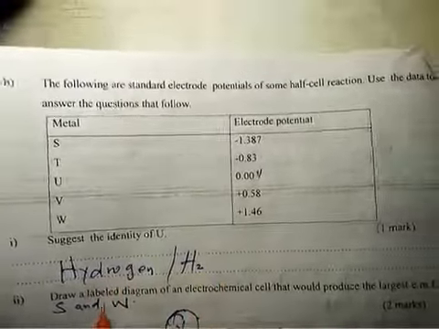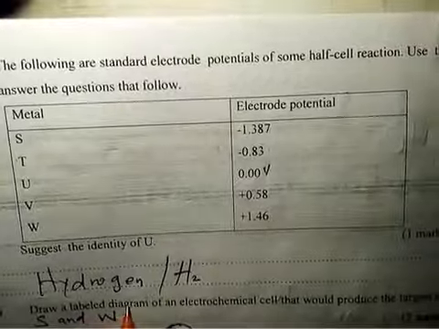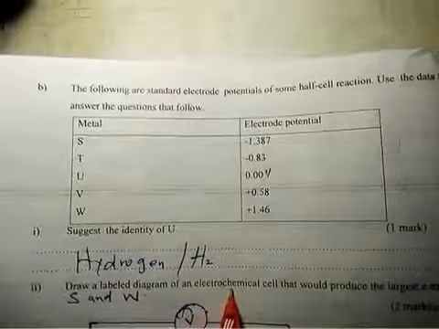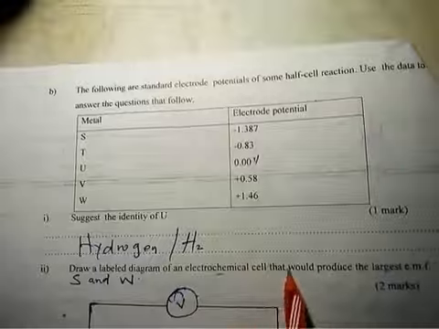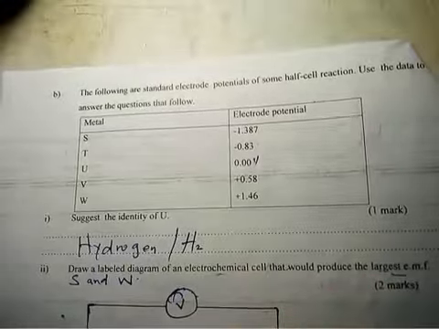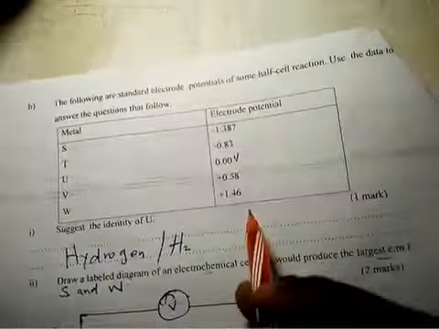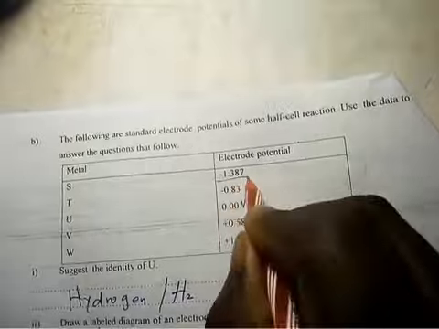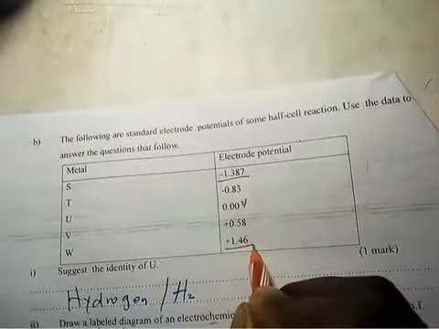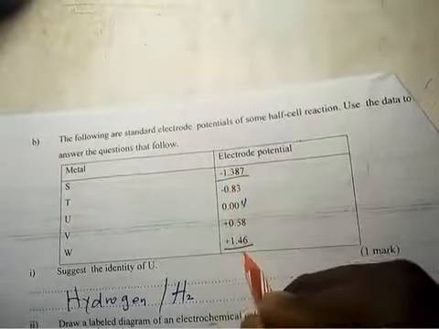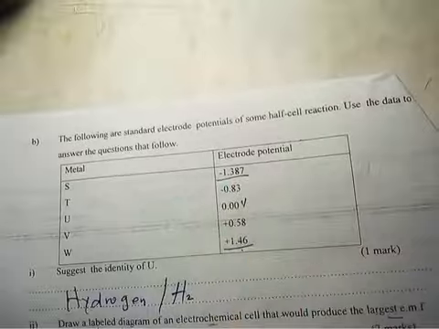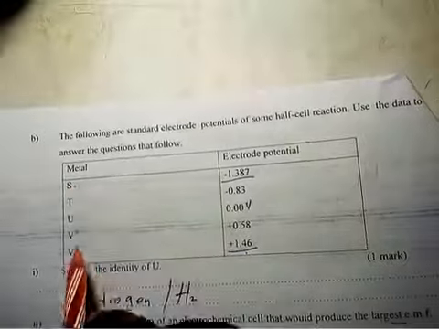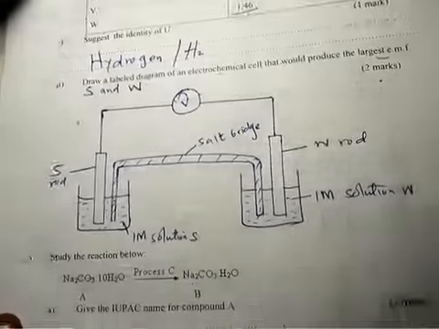Draw a labelled diagram for an electrochemical cell that would produce the largest EMF. The largest EMF will be produced by the most negative and the most positive. The most negative and the most positive will produce the largest EMF. So we are going to connect S and W. And this is the diagram for S and W.